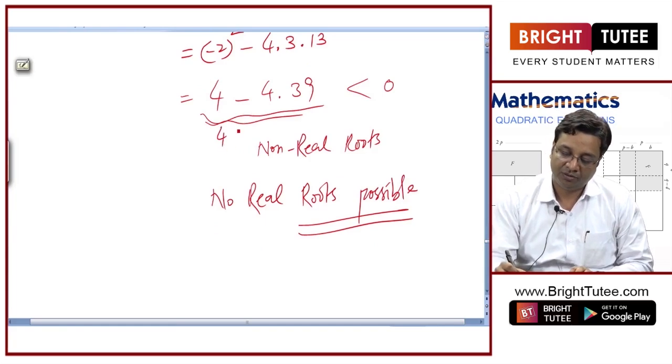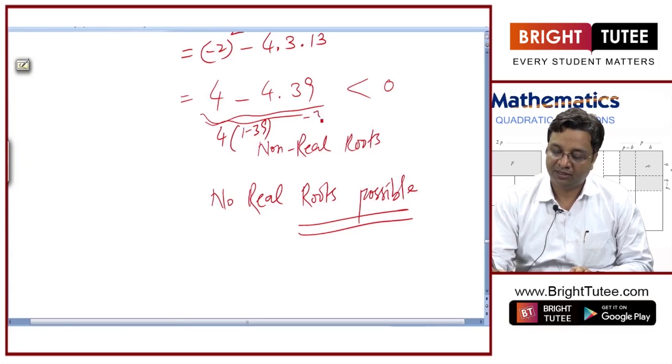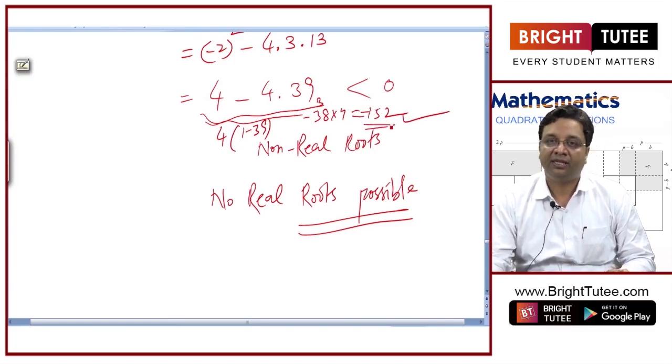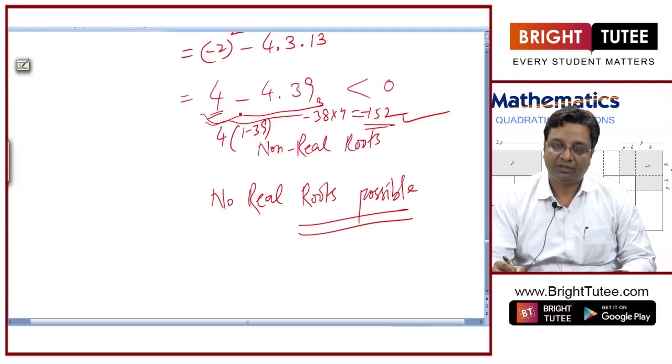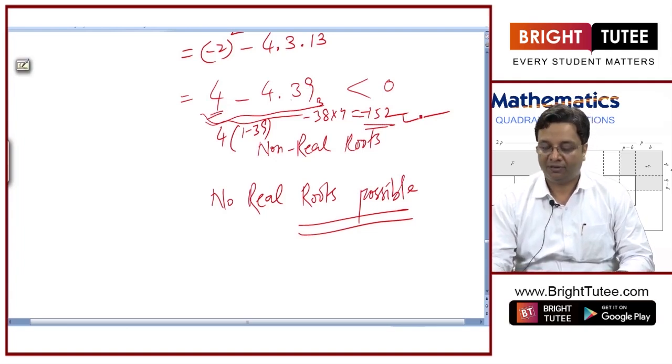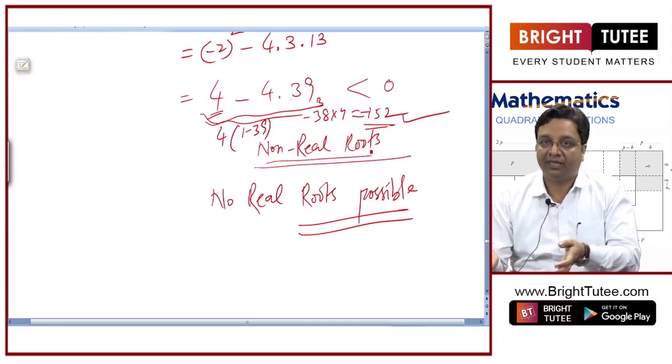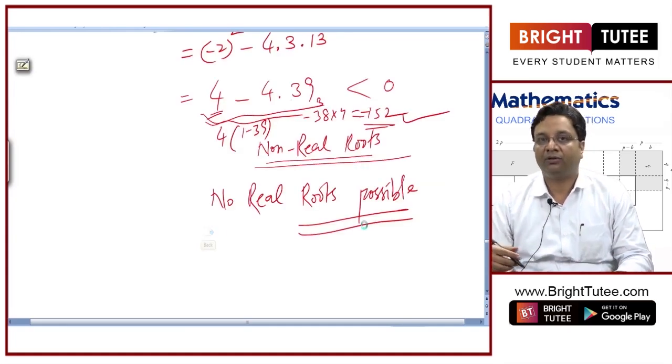You can take 4 as common. This will be 1 minus 39, which is minus 38. So, minus 38 into 4 will be equal to minus 152, right. So, this will still be a negative term. Smaller minus bigger term is a negative term. Hence, we can say that there will be non-real roots. So, the roots will not be real. Hence, we do not have to calculate any further.